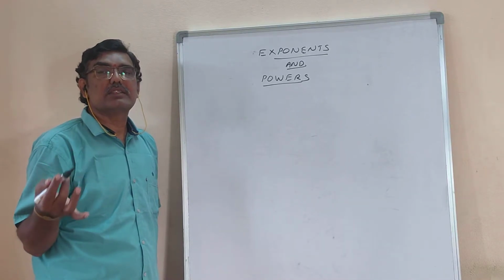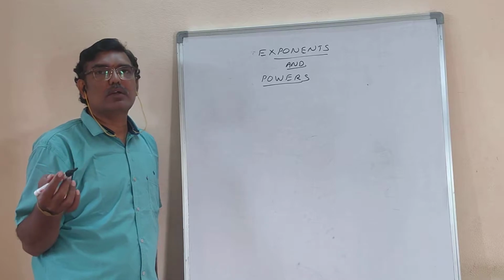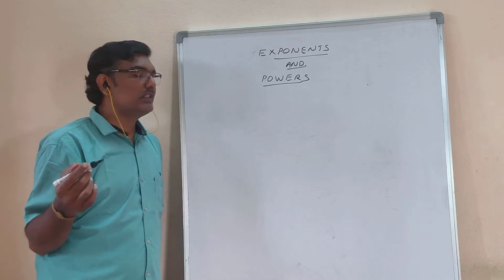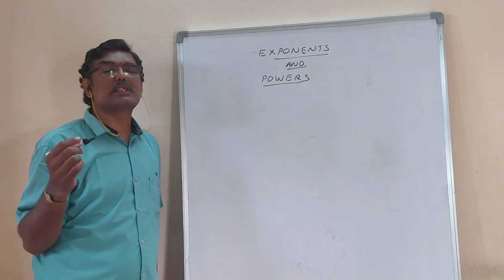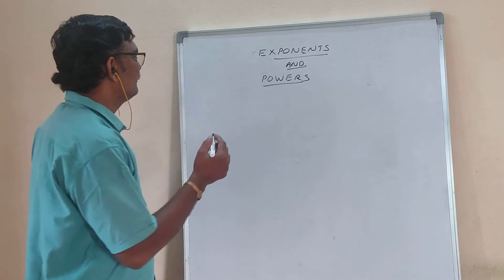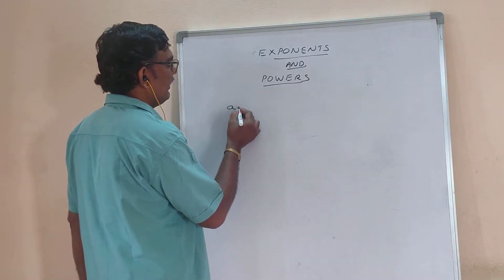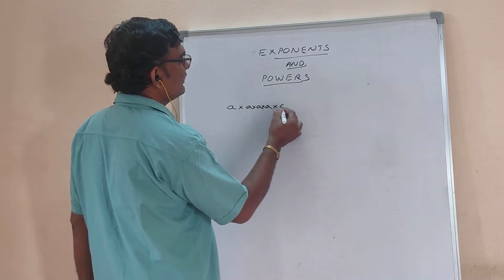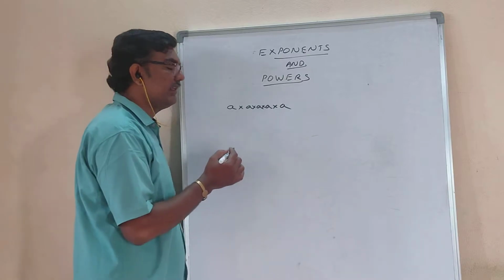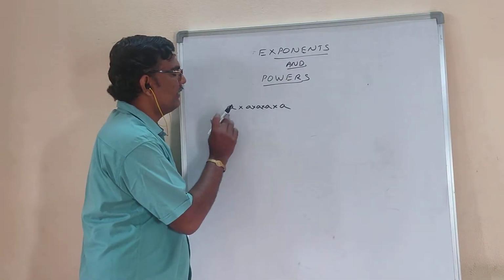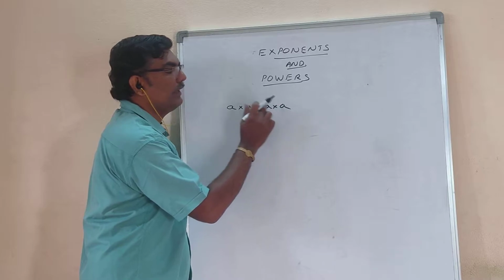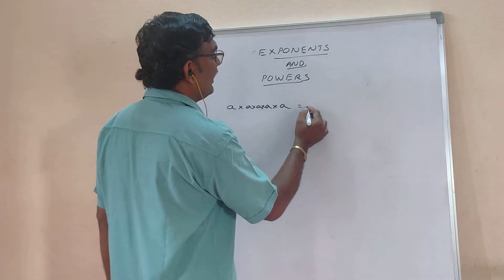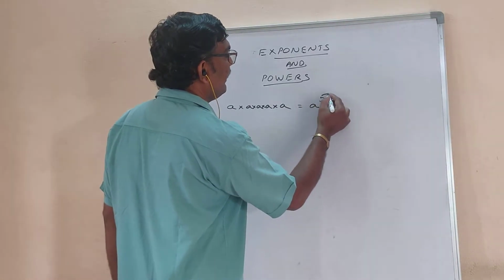First, before learning this one, since you are coming from 7th class, you should have some foundation. For this foundation, I want to say some rules here. If I write A multiplied like this, how many times have I written A here? Counting 1, 2, 3, 4, 5. I wrote A 5 times. So this I can express as A to the power of 5.